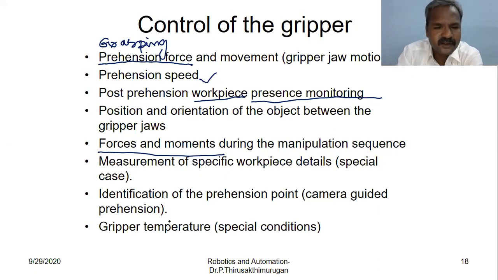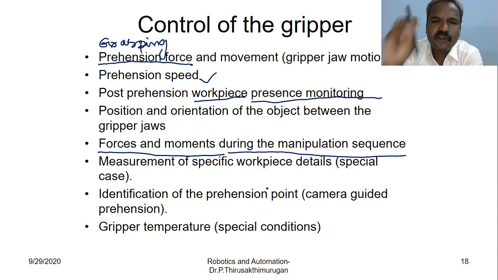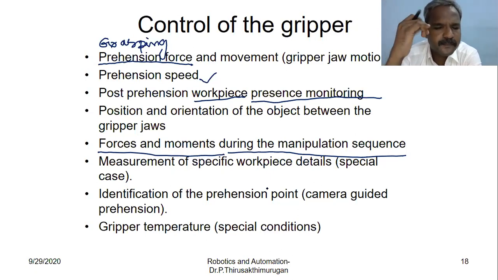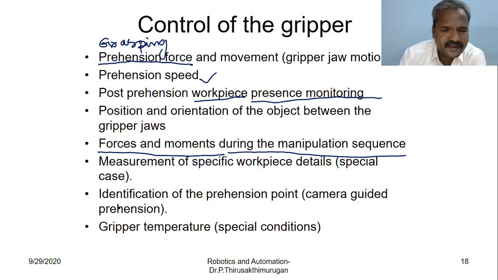Movement about the particular force, particular point. So during manipulation sequence, measurement of specific workpiece details is a special case. Sometimes it requires the size of the object, measurement of the workpiece size. So based on size also, the control algorithm will be employed in the gripper. Then identification of the prehension point with the help of camera vision system.